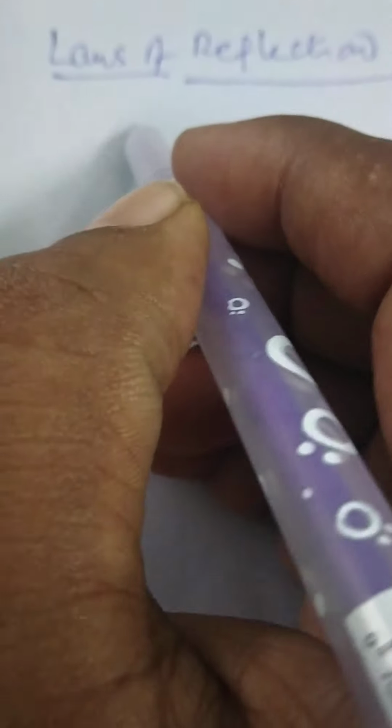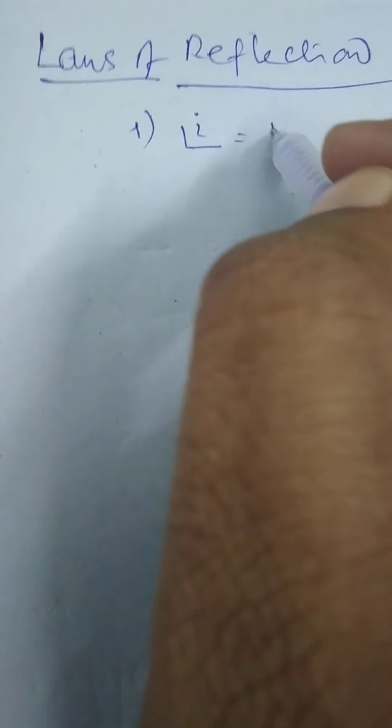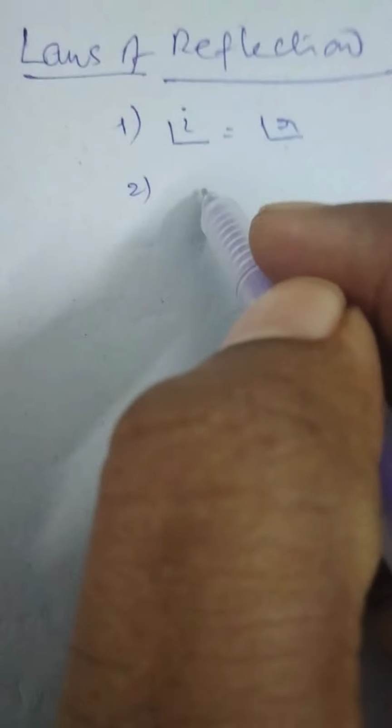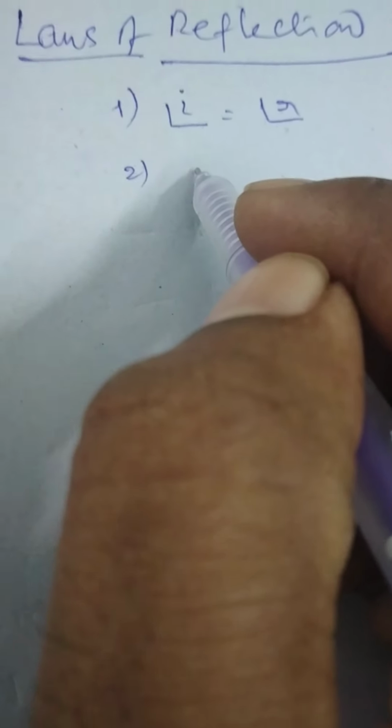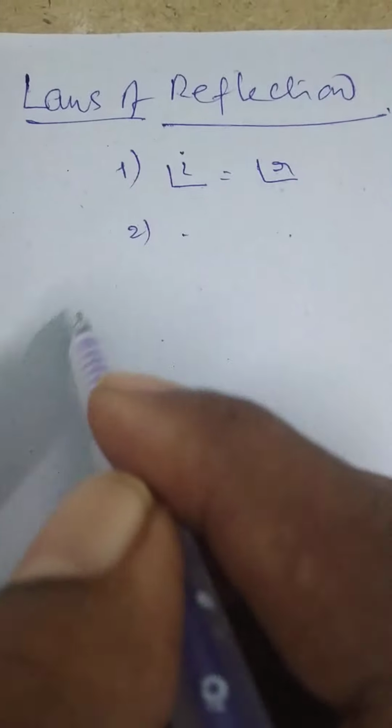Laws of reflection. The first point is, what is it? Angle of incidence is equal to angle of reflection. Second one, incident light, normal, reflected light all are lying in the same plane. These two are known as the laws of reflection. Next, laws of refraction.